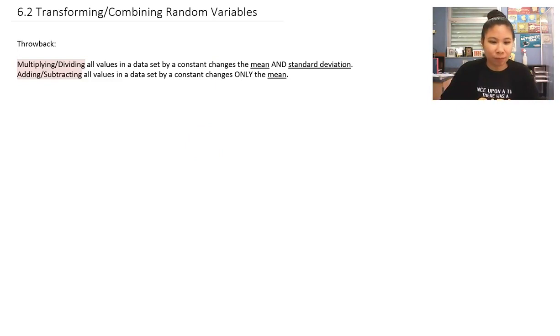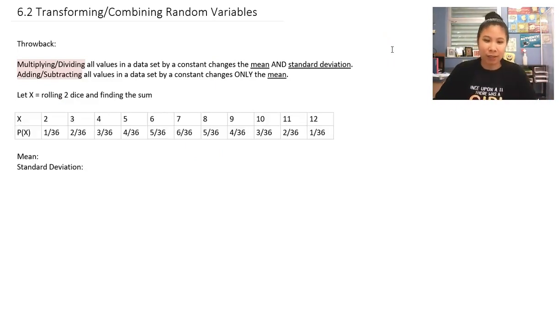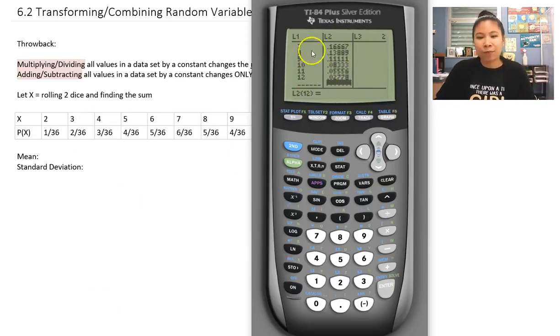Okay, so to demonstrate this transformation of our random variables, I'm just going to use an example we used in the last video. Our random variable stood for rolling 2 dice and then finding the sum of all the dots on the 2 dice. So we know when we roll 2 dice, our outcomes could be from 2 through 12 with their probabilities like this. I have that typed into my calculator already so that I can find the mean and the standard deviation of the original data normally.